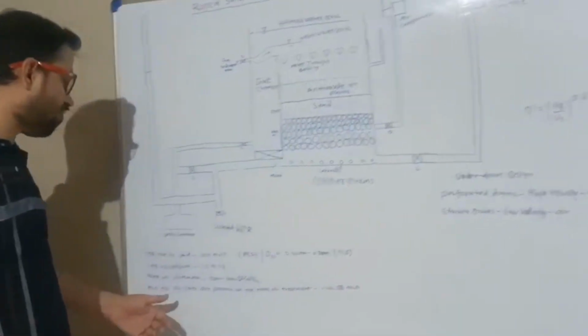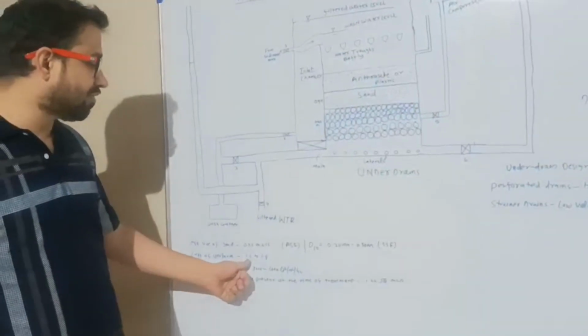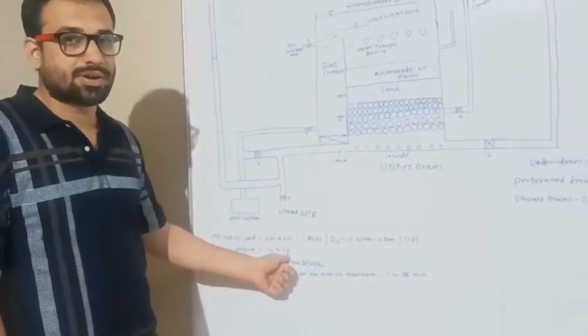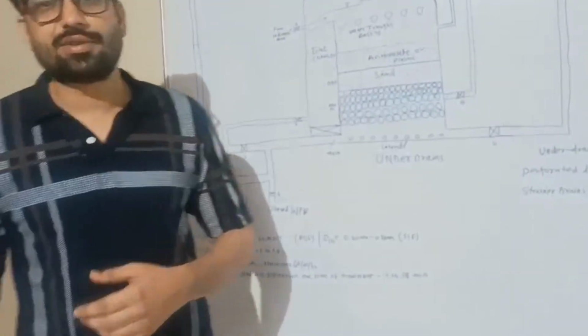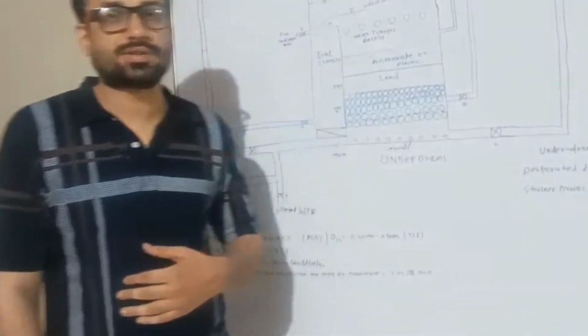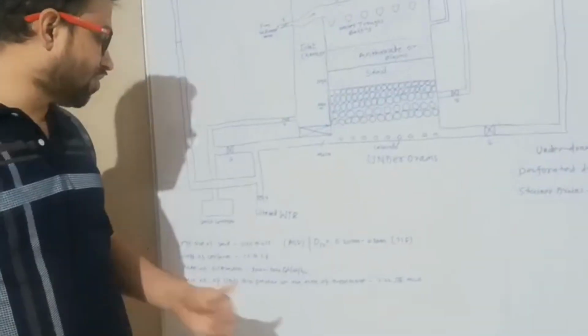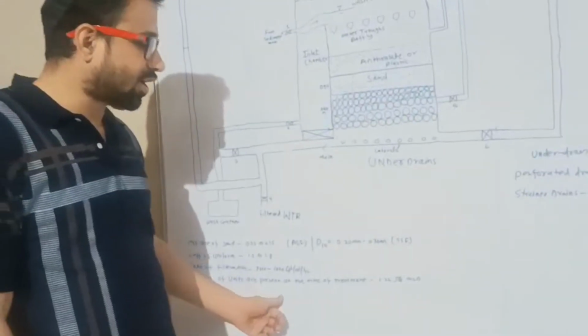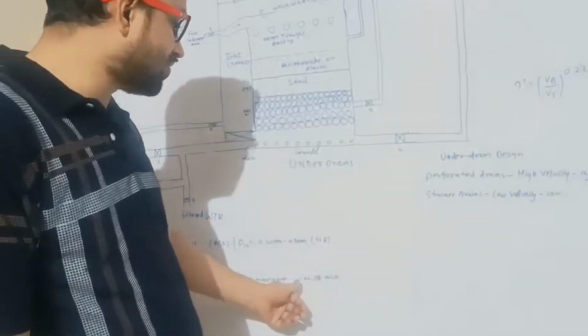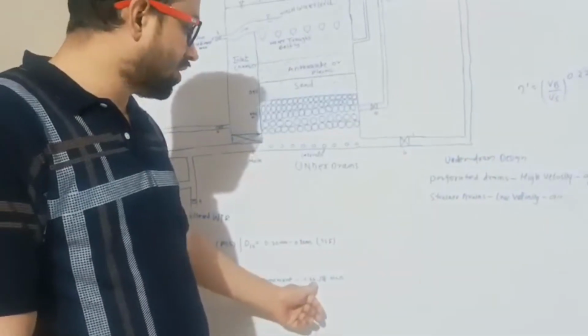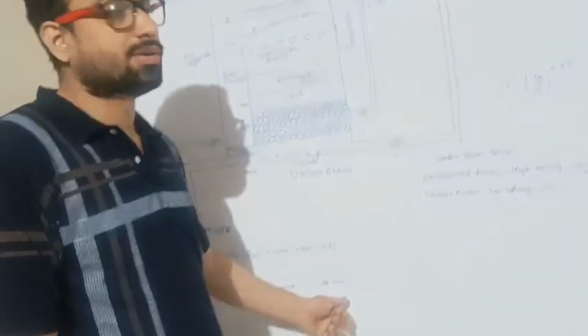The coefficient of uniformity for the rapid sand gravity filter is 1.2 to 1.8. The rate of filtration is 3000 to 6000 liters per meter square per hour. The minimum number of units present at the time of treatment is computed by the empirical formula, which is 1.22 root of Q.